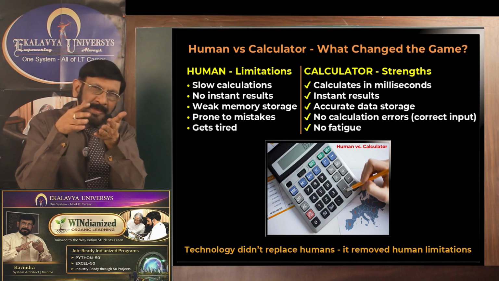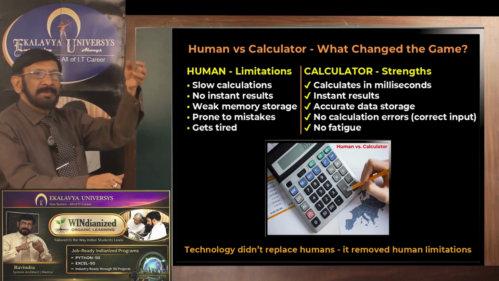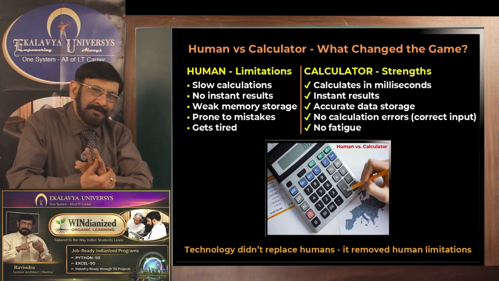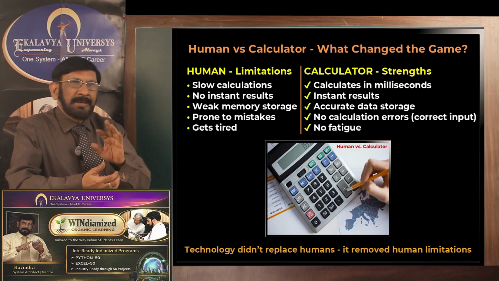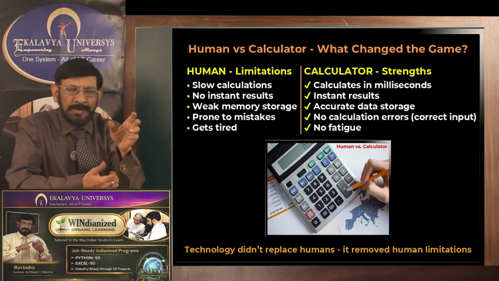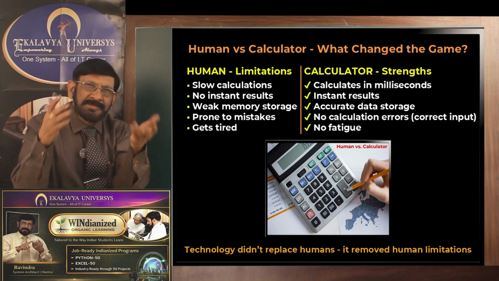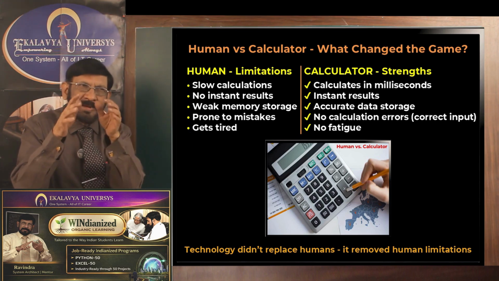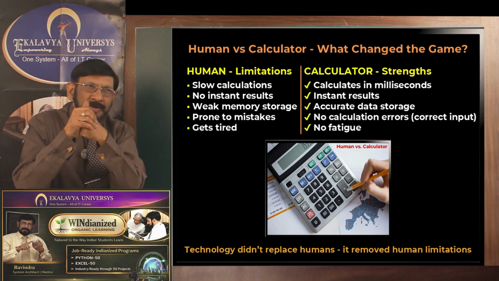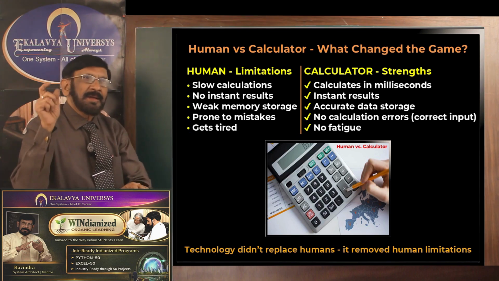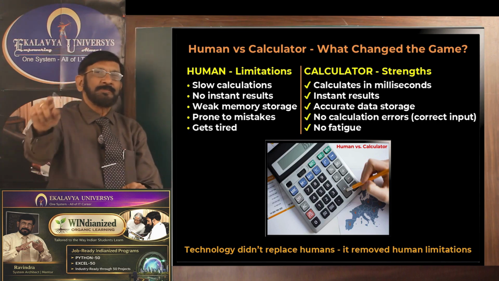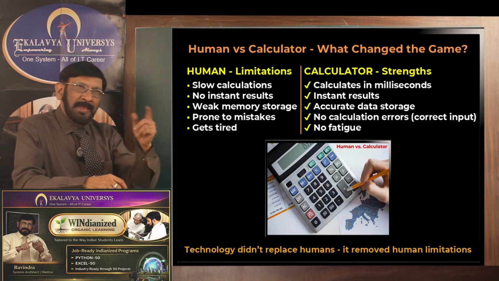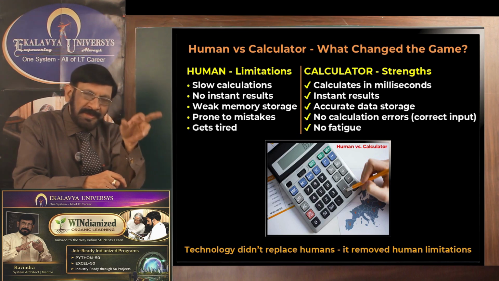For developing the calculator, he applied his intelligence. He incorporated mathematical rules, logic, etc. in the calculator. What does the calculator do? The calculator overcomes all the limitations of the human. It can perform millions of times faster than the human being. It can give instant results within seconds. It can have accurate data storage. It does not commit any errors, provided your input and instructions are correct, and it never tires. In this way, a calculator overcomes the limitations of the human.